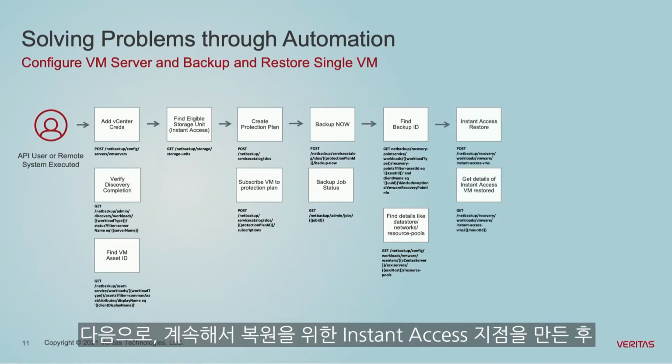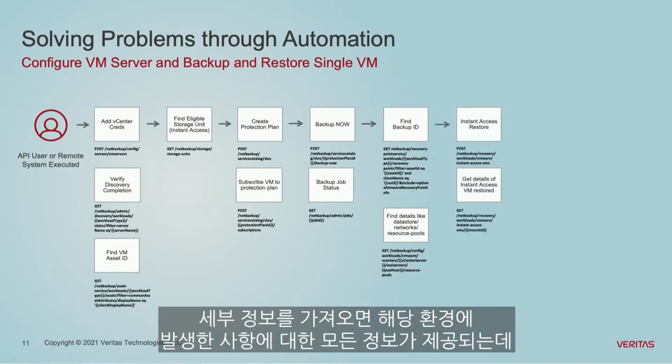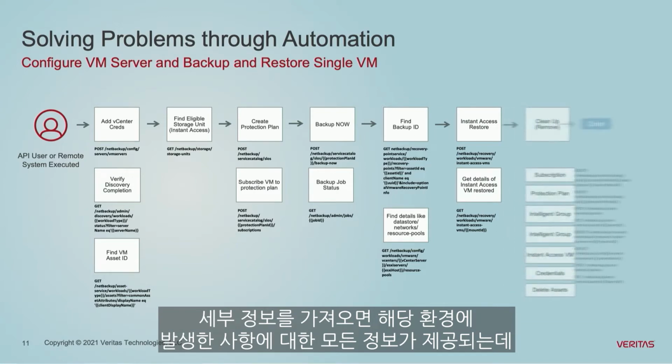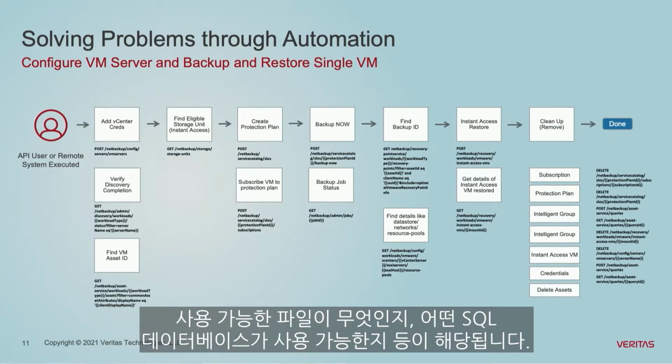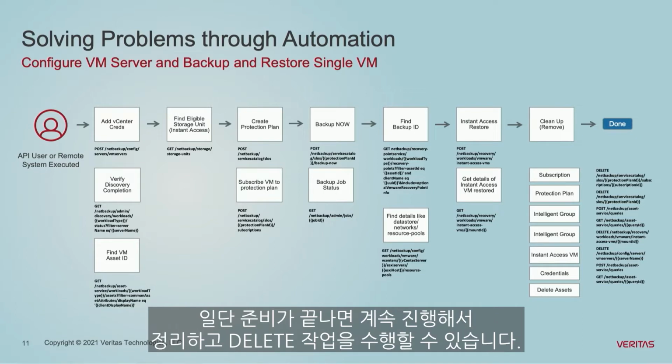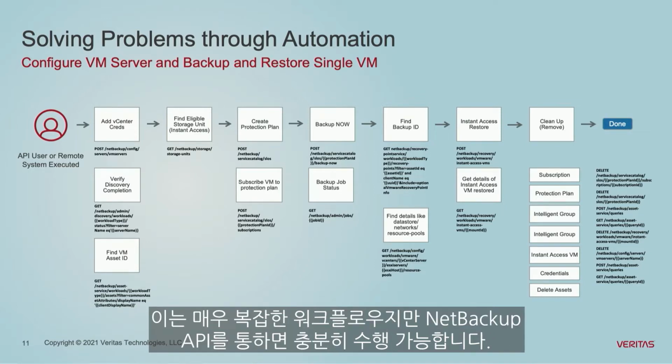Next, we'd go ahead and create the instant access point for the restore, and then we'd get the details. And that gives us all of our information about what occurred within that environment, what files are available, what SQL databases, for instance, are available. And then once we're ready, we can go ahead and clean that up and perform the delete operations. So this is a very complex workflow, but it's all fully doable with NetBackup APIs.